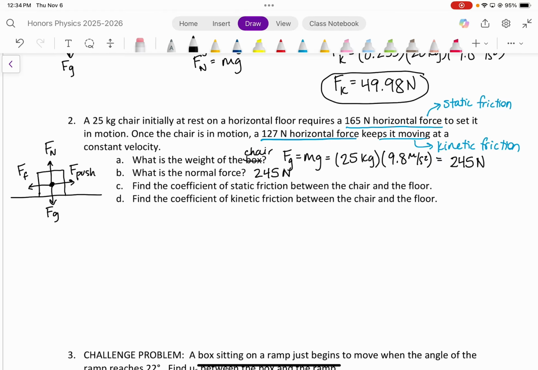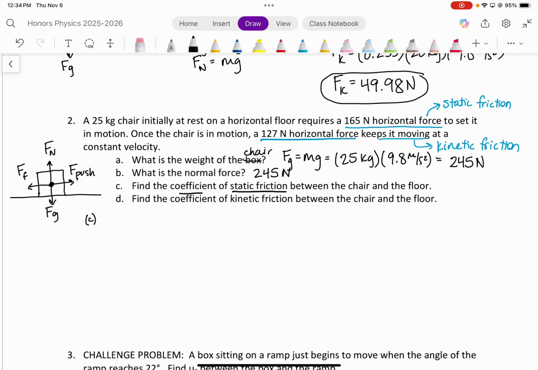Part C says find the coefficient of static friction between the chair and the floor. What formula should I use to calculate the coefficient of static friction? Fs is less than or equal to mu s times Fn. Yes, what you just said was that static friction, Fs, is less than or equal to mu s times Fn. Do you need me to back up a little?